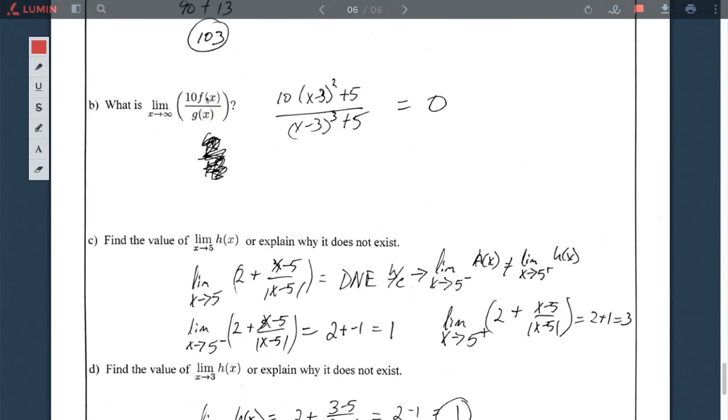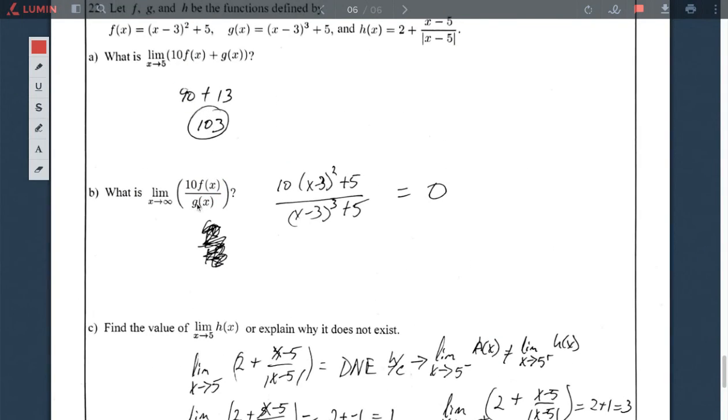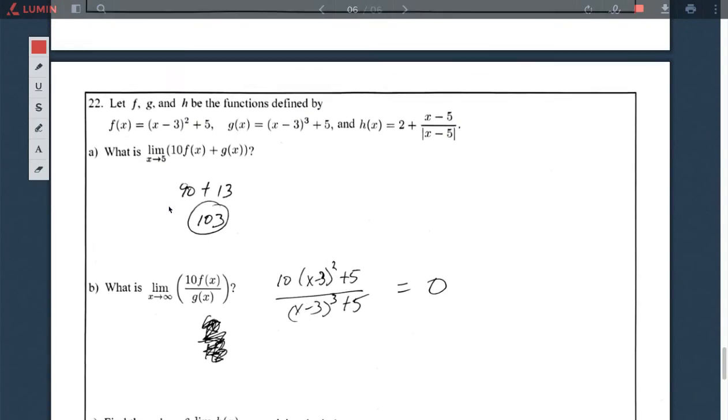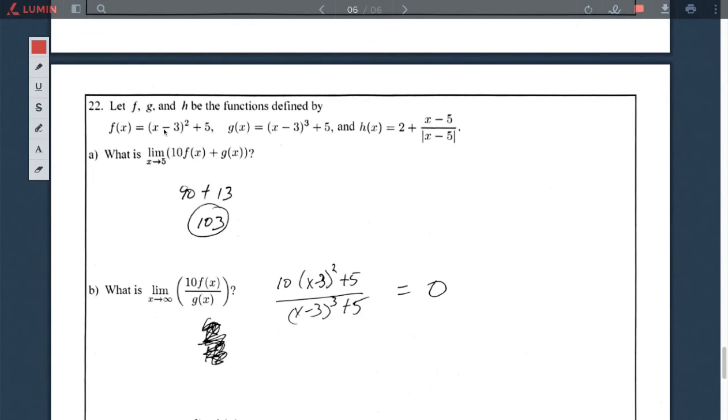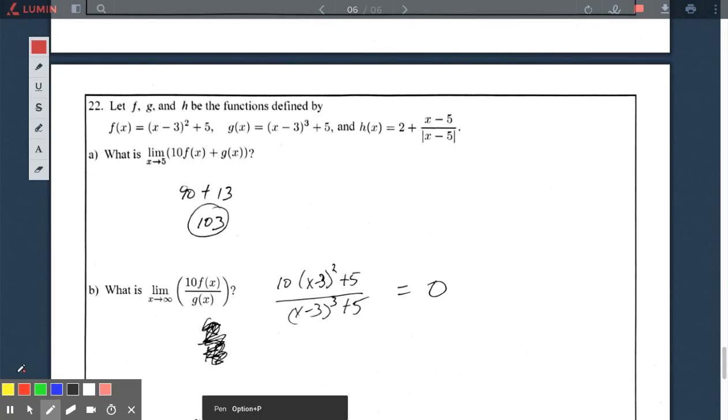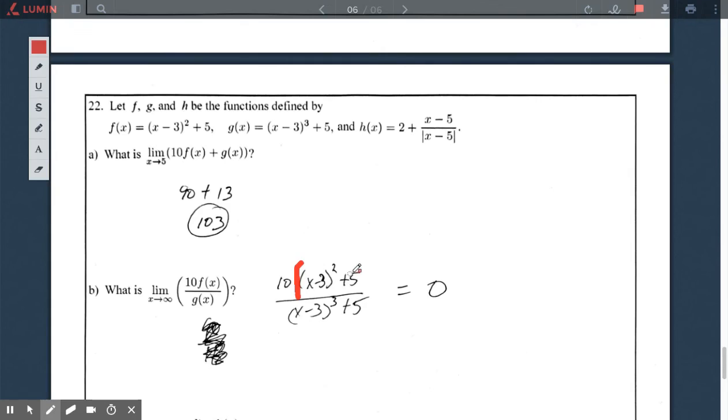All right, 10 times f of x, we just learned that was 90. And then, we're going to infinity. Let me back up. So as I go to infinity here, I have 10 times this thing, and I'm noticing I should have put parentheses around it, right here. It may not matter though. All right, so let's try that again.